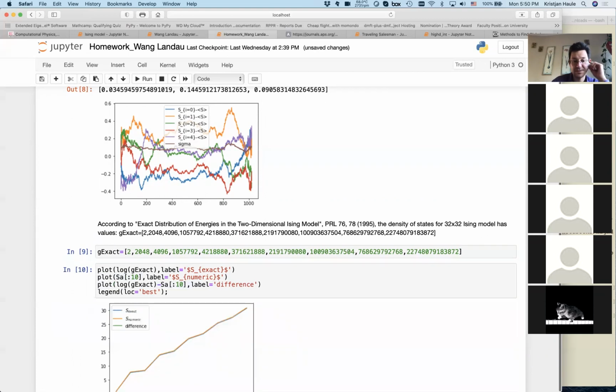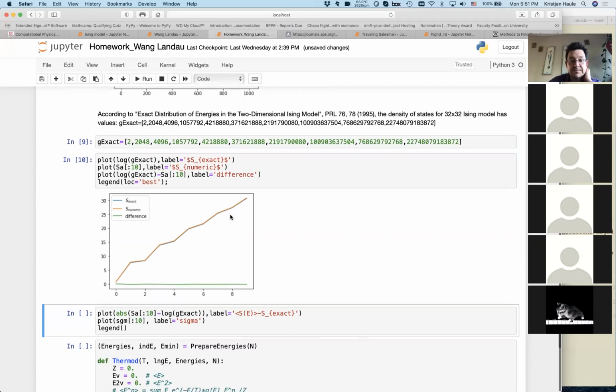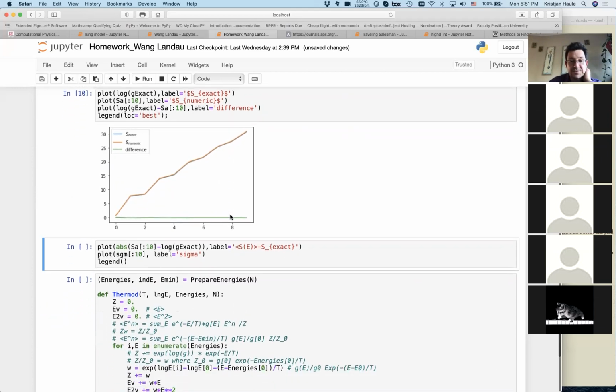Okay, so let me evaluate this. And so what do we do? What we see is this S exact is the blue curve from the literature. S numeric is the orange curve, and the difference is the green curve. So clearly they're pretty close. Of course, you see also some deviation, which is normal because the density of states was not running for such a long time. But nevertheless, you clearly see that these two numbers are reasonably close. So on the plot, they kind of appear more or less on top of each other. Okay, so that gives you already some confidence.